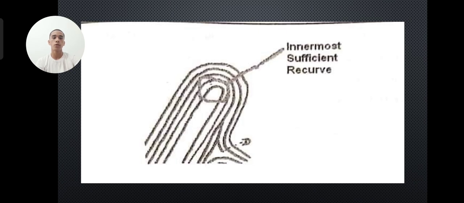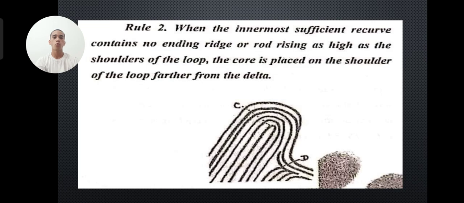Rule number 2: when the innermost sufficient recurve contains no ending ridge or rod rising as high as the shoulder of the loop, the core is placed on the shoulder of the loop farther from the delta. So what rule number 2 says is: where is the shoulder of the loop farther from the delta? That one is the core. So if the shoulder of the loop is far from the delta, it is the core.